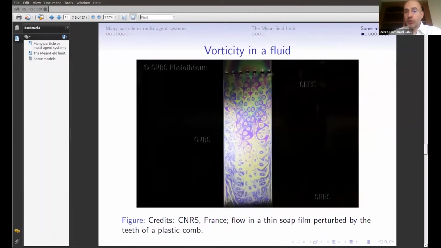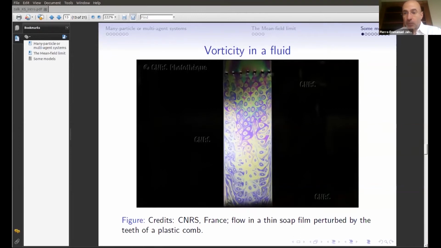Now, let me go into some of the models that I'm interested to solve. And the first one corresponds to actually a paper that we did with my student a few years ago, but that gave the first idea of the method. And it concerns the dynamics of point vortices in a fluid.